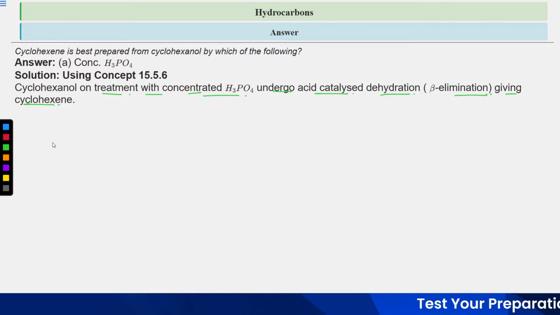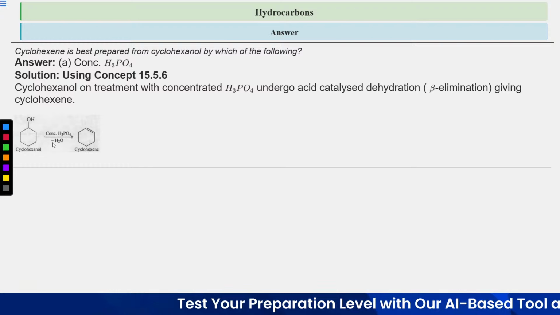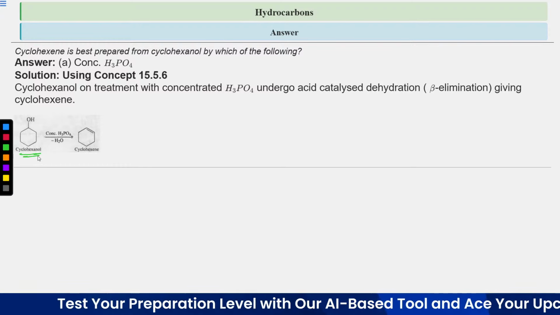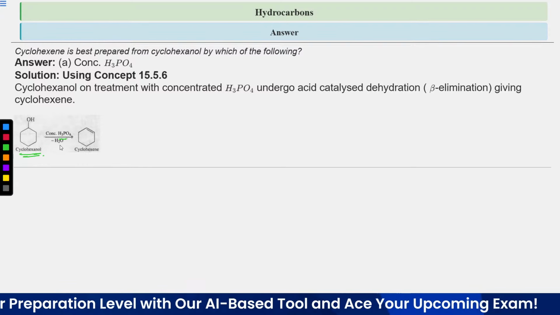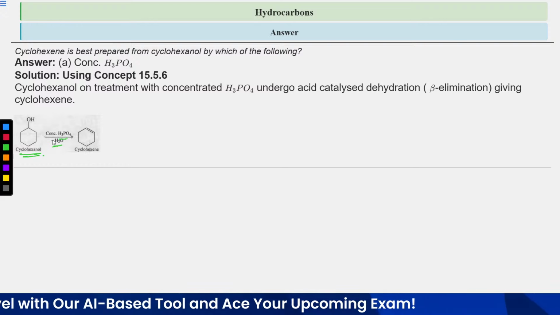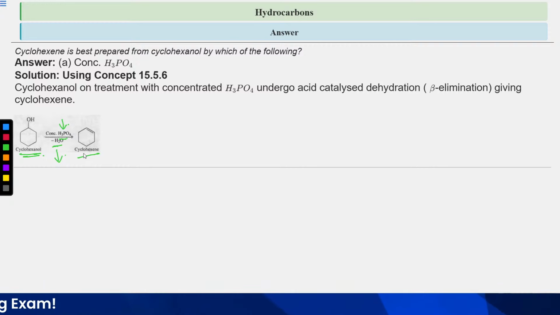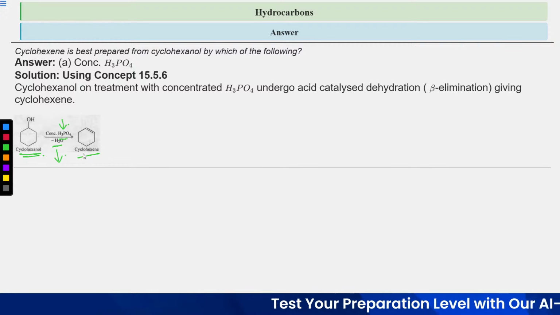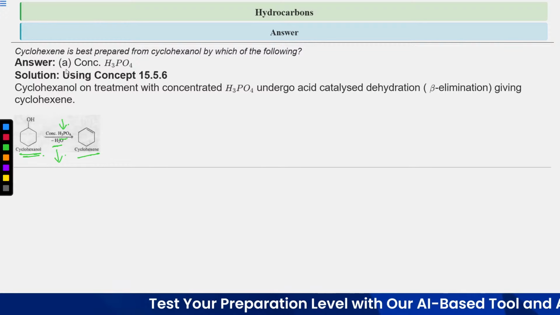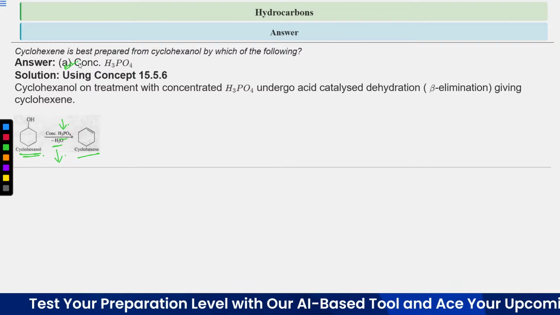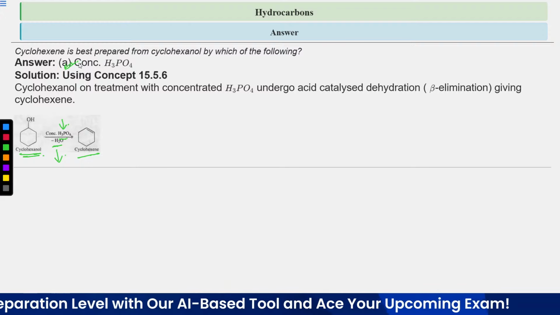So alcohol converts to alkene. Cyclohexanol reacts with concentrated H3PO4, the water molecule comes out and beta elimination happens after the acid catalyzed dehydration, and we get our final product as cyclohexene. Okay, so we used concentrated H3PO4 for this conversion of cyclohexanol into cyclohexene, and thus our correct answer is option A.